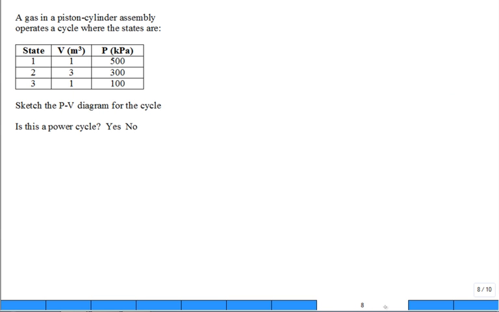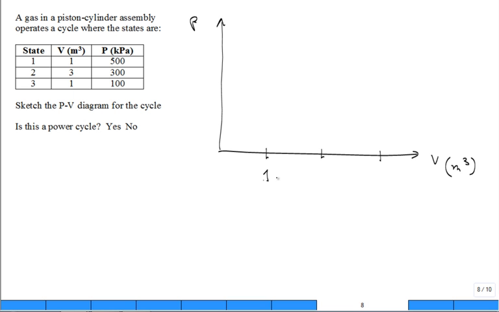I wanted to solve this problem. I'll delve into it and then we'll probably have to leave. A gas in a piston cylinder assembly operates a cycle where the states are listed in the table. States 1, 2, 3: volume 1, 3, 1, pressure 500, 300, 100. Sketch the PV diagram for the cycle. So go ahead and sketch pressure versus volume. Because the volume is in cubic meters, you label it like that, and you go 1, 2, 3. Try and draw it a little bit to scale.